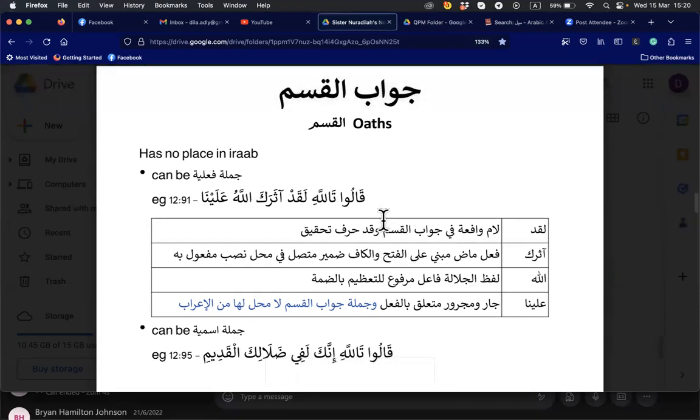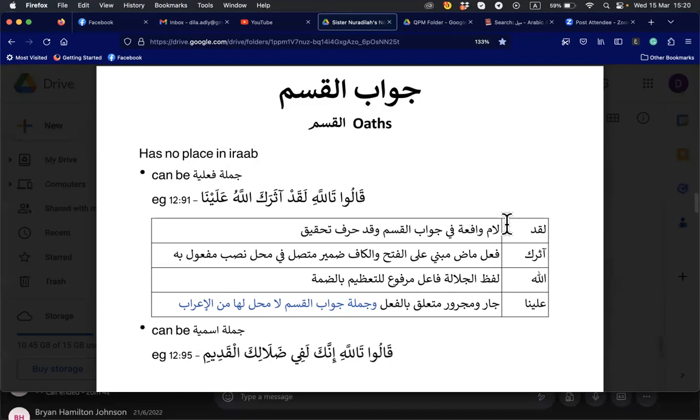So for jawabul qasam, very easy. Your jawabul qasam will always be la mahala min al-i'rab. For jawabul syart, you need to think about what your adatul syart was. If your adatul syart was jazim, then your jawabul syart also must be jazm. For example, in, it affects the fi'il syart and the jawabul syart. But for qasam, no.